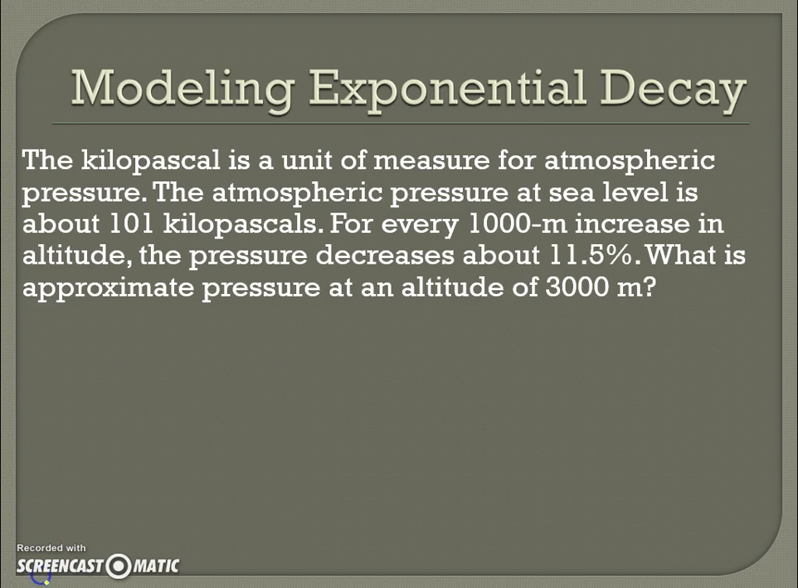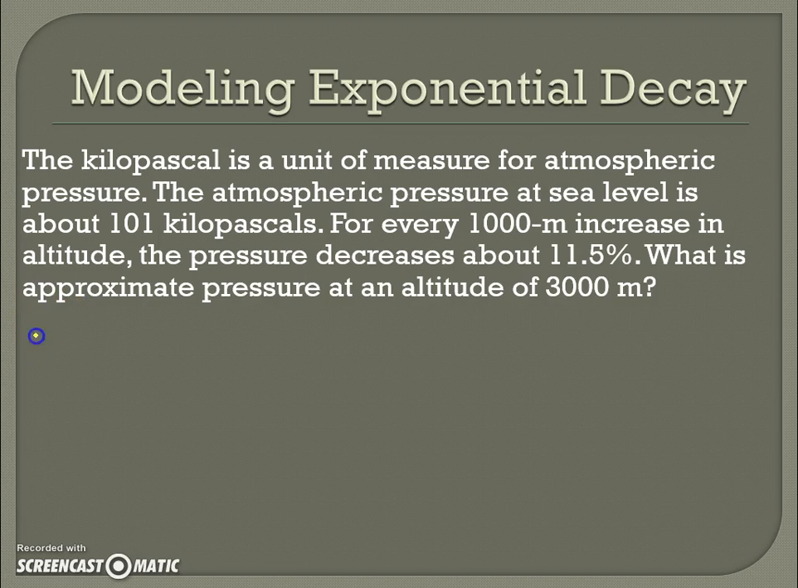So let's see how this plays out. It says the kilopascal is a unit of measure for atmospheric pressure. The atmospheric pressure at sea level is about 101 kilopascals. For every 1,000 meter increase in altitude, the pressure decreases about 11.5%. What is the approximate pressure at an altitude of 3,000 meters?